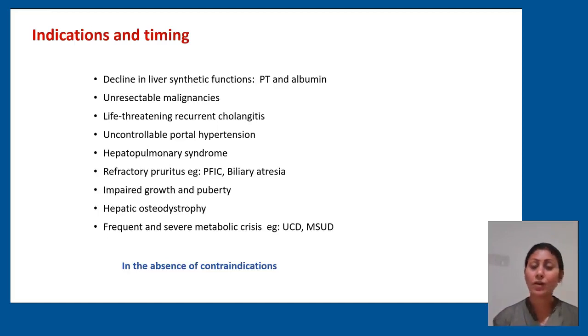Of course, there are contraindications which are very few. If you have disseminated malignancy, if you have a disseminated infection or immunodeficiency condition, you would not consider liver transplant. At the same time, like mitochondrial disorders, if you have multi-system involvement, by transplanting liver, you are not going to cure the child because there are other organs which are affected. Then you would not consider liver transplant as a therapeutic option.